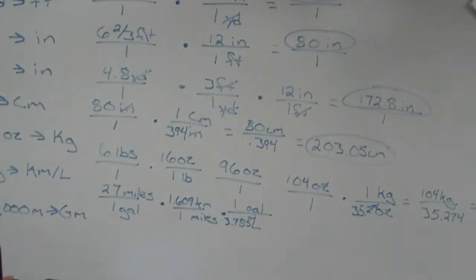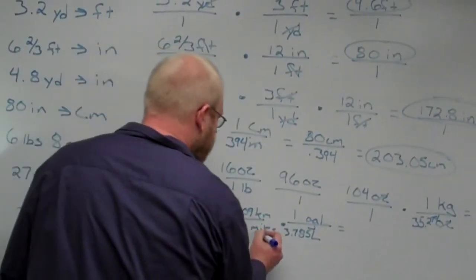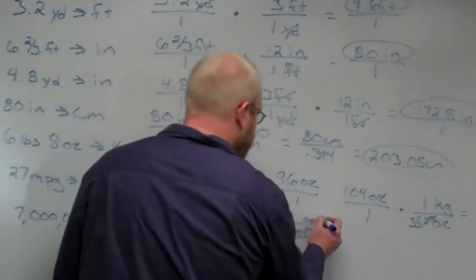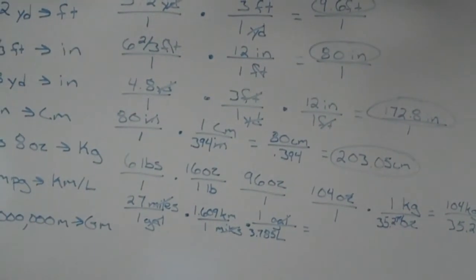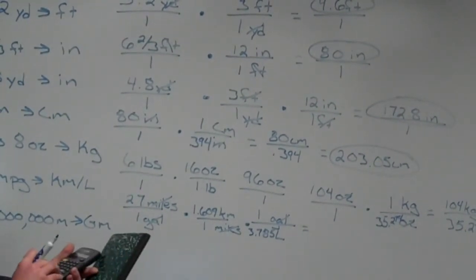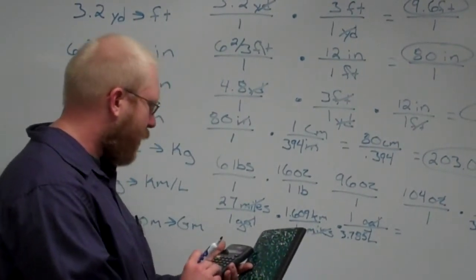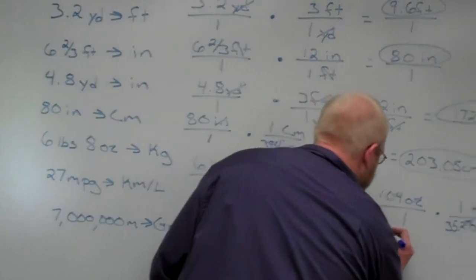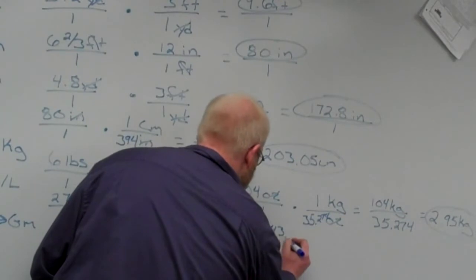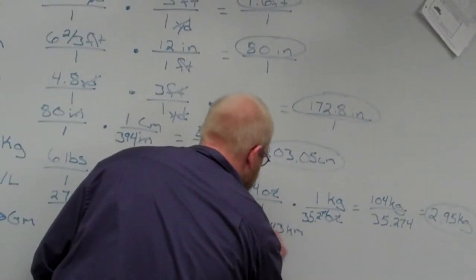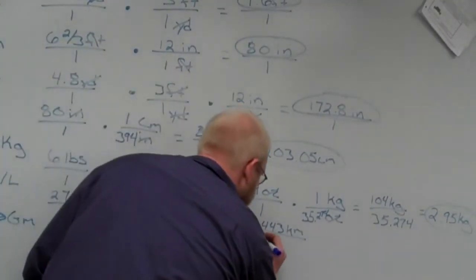Okay, so now that I've got that, I can go ahead and multiply across. When I do that, my miles are going to cancel, my gallons are going to cancel, and if you notice, that's going to give me kilometers over liters, which is exactly what I'm supposed to be going towards. So I have 27 times 1.609 times 1 gives me 43.443 kilometers per 3.785 liters.